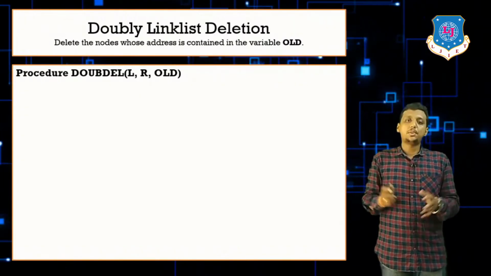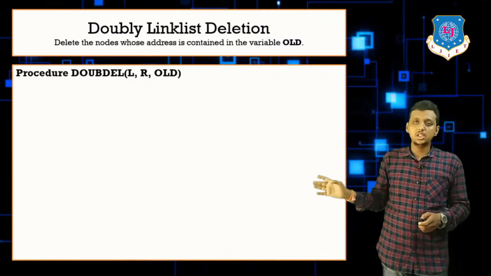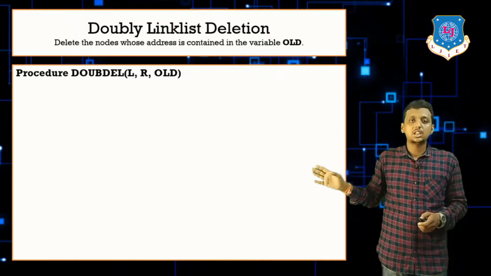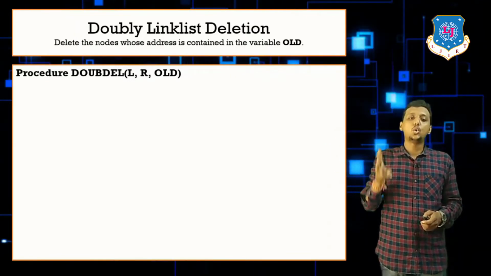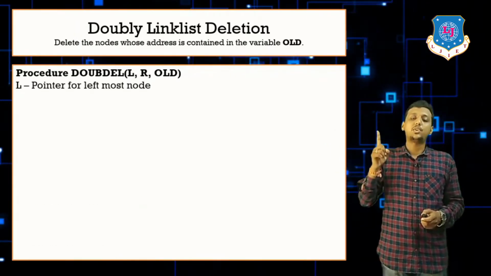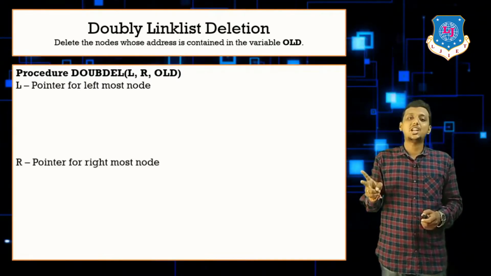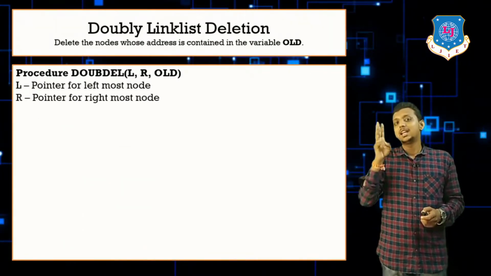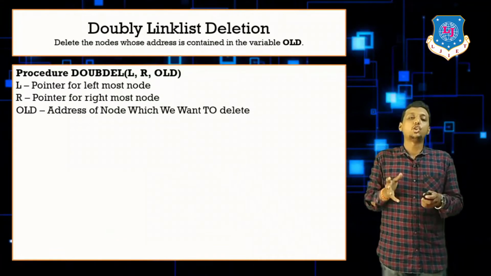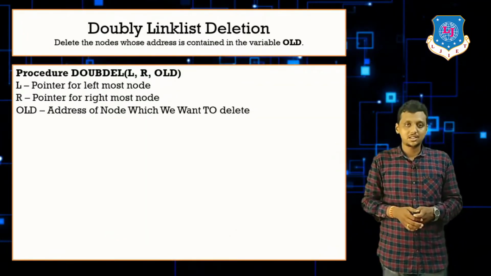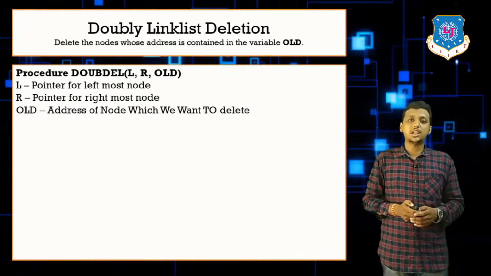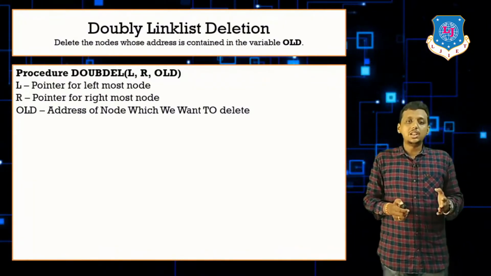For any deletion operation, students, we have the procedure doubly delete. We have L, R and old with us. L stands for leftmost pointer, R stands for rightmost pointer, and old is the address of the node which we want to delete. Fine. Now let's start with the conditions. What to do in the deletion?